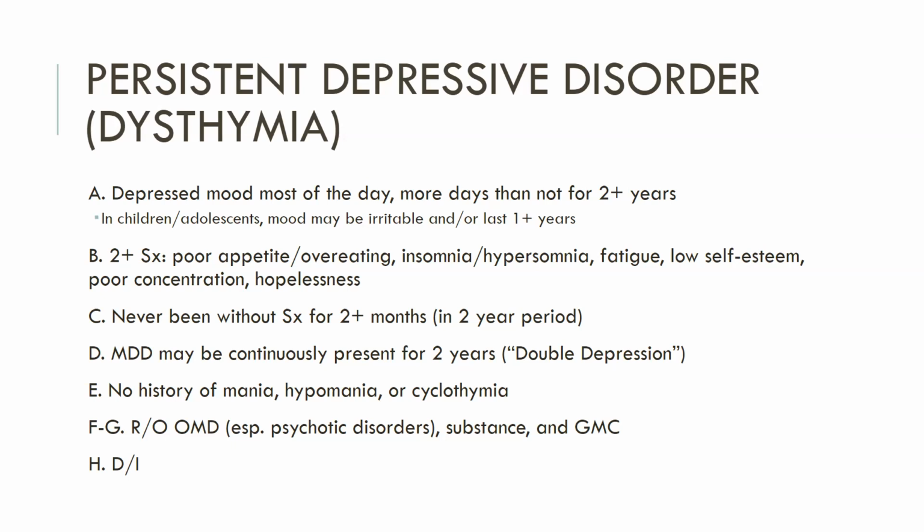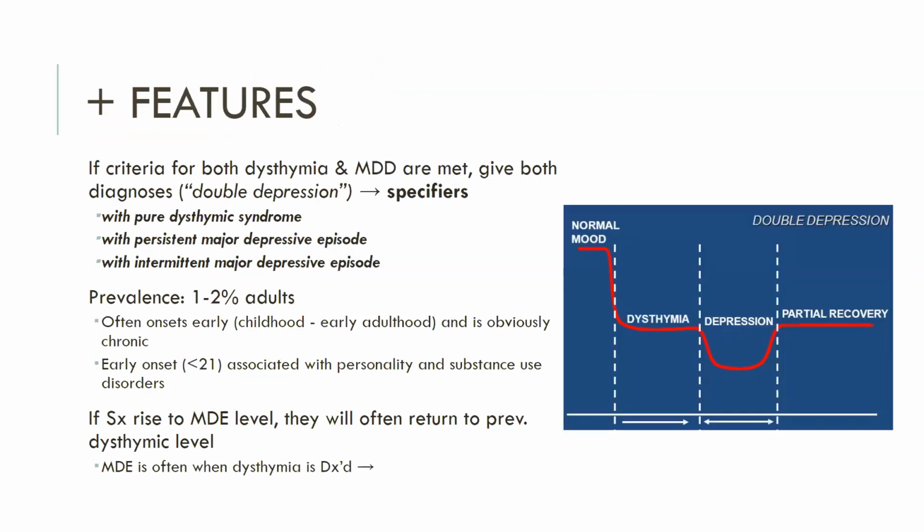We again want to make sure that we're ruling out other mental disorders, particularly psychotic disorders, as the mood disorders can become psychotic in their more severe forms. We also want to rule out substances or medical conditions that could be causing these diagnoses as well, and ensure that the person is significantly distressed or impaired.